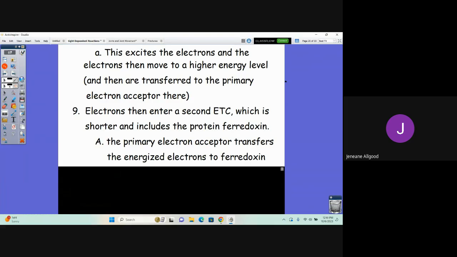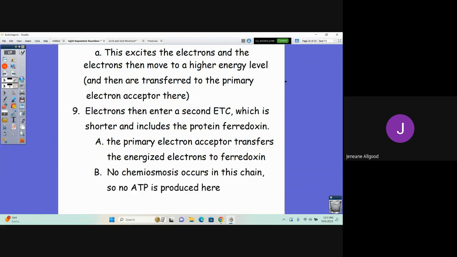So because this second electron transport chain is shorter, the electrons that you get at the end of it are going to be much, much higher in energy than the electrons by the end of the first chain. And that's significant because we like high energy electrons. We actually have specialized molecules that like to carry high energy electrons. So that's the significance of that. No chemiosmosis occurs in this second electron transport chain, and so you do not make any ATP here.